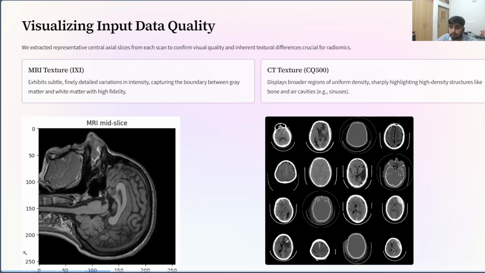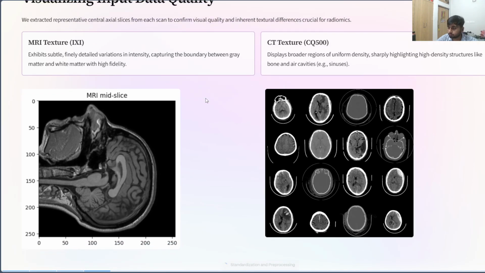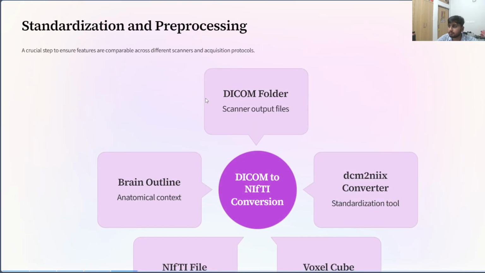So, this is one of the MRI slices which I got, and a CT scan from the CQ500 database. Moving ahead to standardization and preprocessing. So standardization and preprocessing was a crucial step in it.